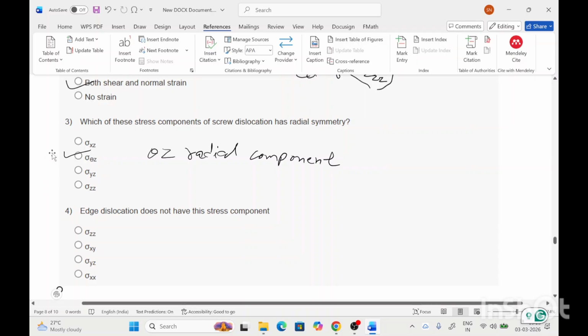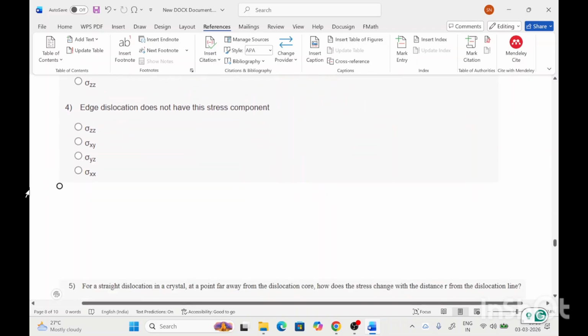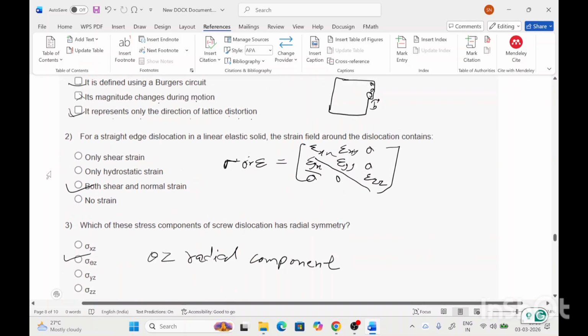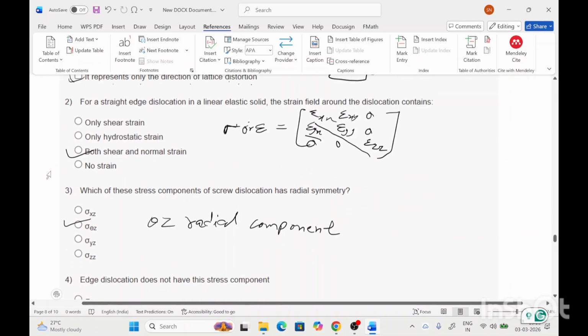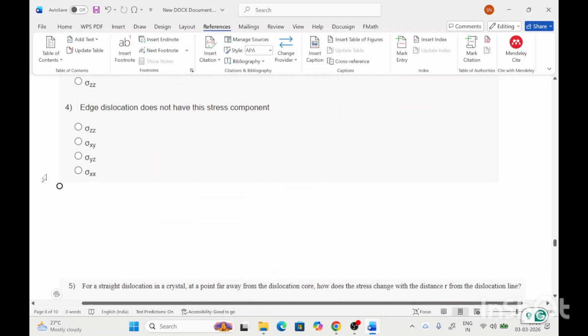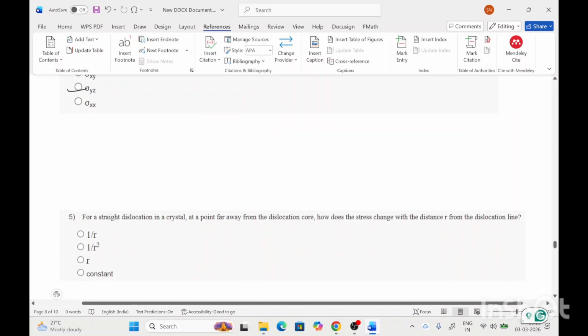Fourth question: edge dislocation does not have this stress component. Just now we have made the matrix, meaning which stress components are missing. Sigma xz, sigma yz, and sigma zx. So here only option C is correct. Means sigma yz is missing in edge dislocation.